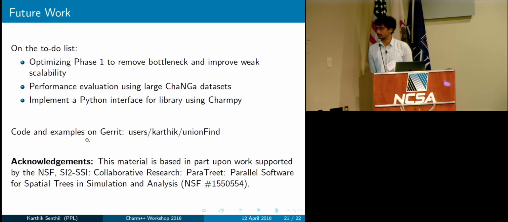And lastly, we would like to implement a Python interface for this library using Charm4py, the motivation for which comes from the fact that cluster detection is central to various fields like machine learning and data science, where they use cluster detection to cluster their data. And the state of the art is something like the DBSCAN algorithm, but I believe this approach can also be highly scalable for the kind of data that is seen in these fields.